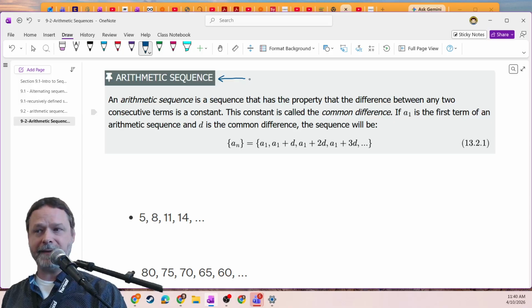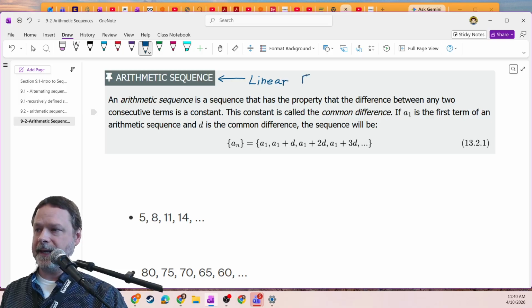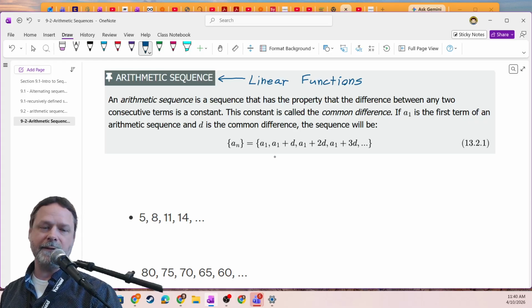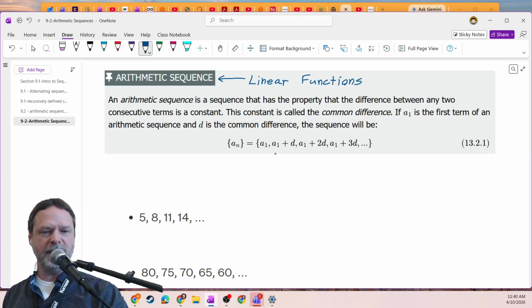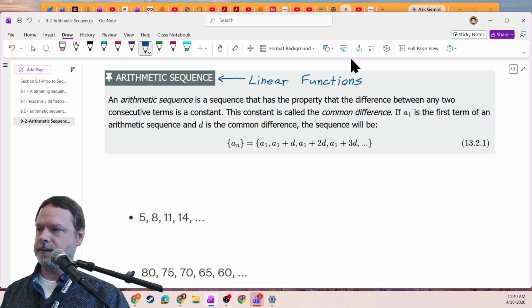So if they're going to relate this to a function, these arithmetic sequences are linear functions. You can think of them that way. At the end or somewhere in the middle of this video, I'll show you in particular these guys. But let's look at this first and see if we can find that relationship. Because what's a linear function? It's usually something in the form of y equals mx plus b, right?